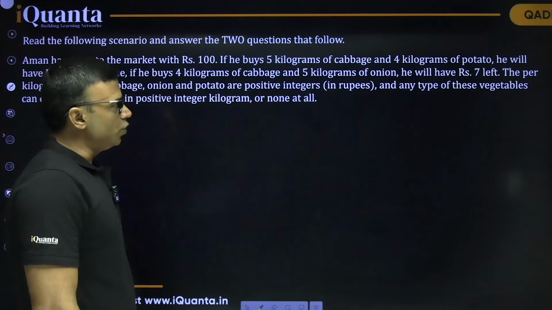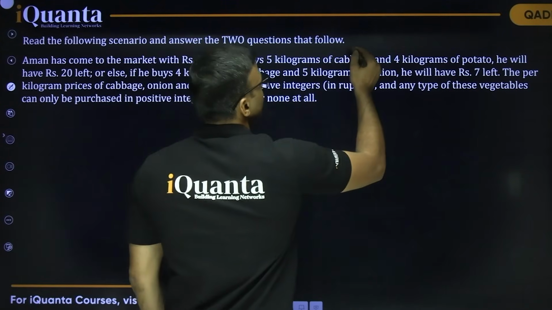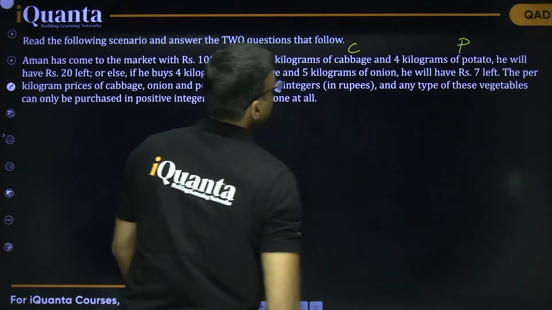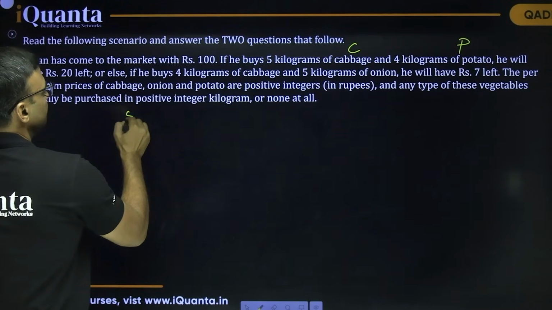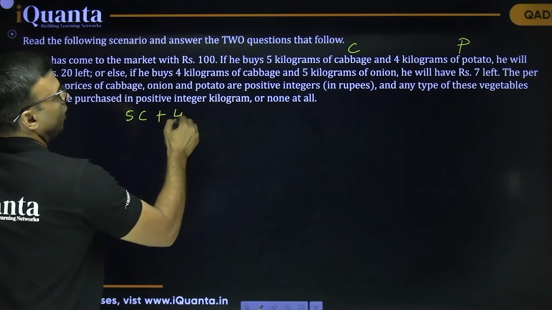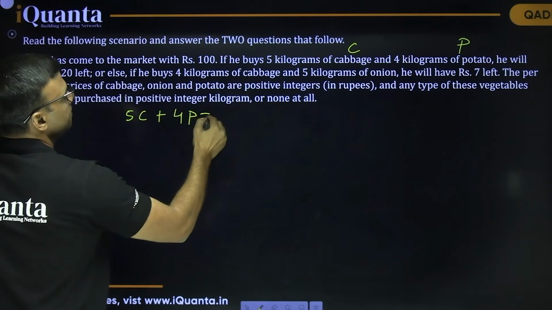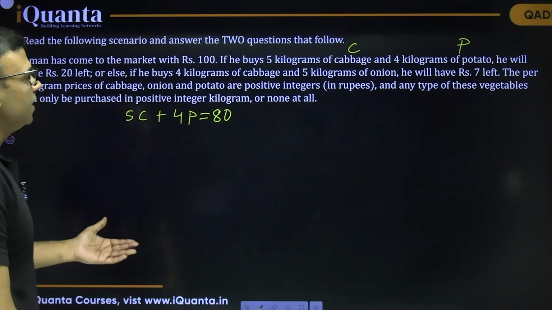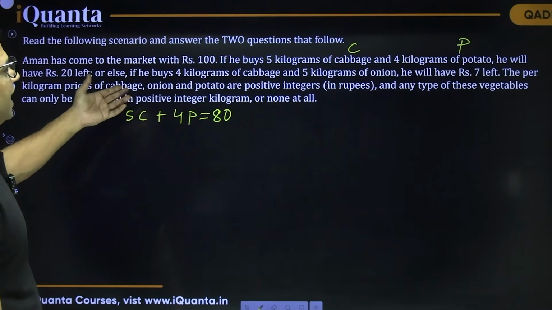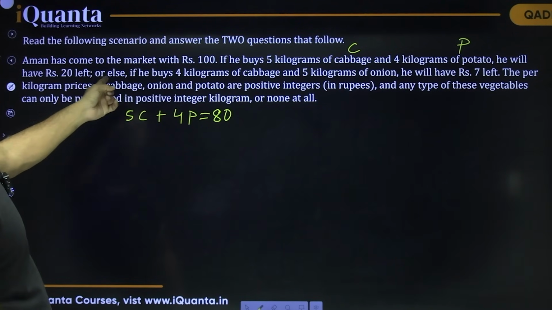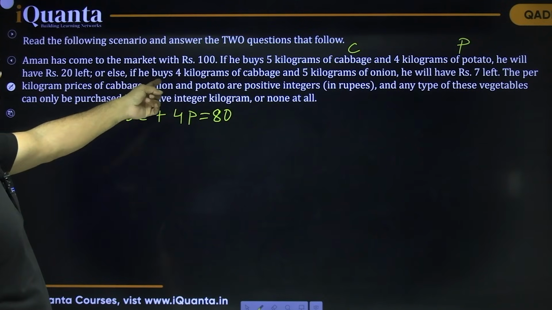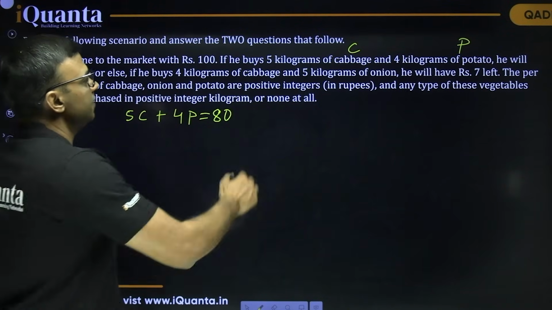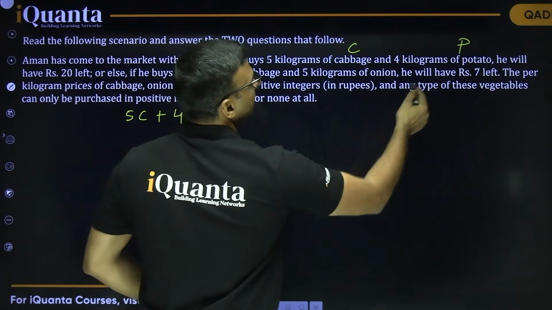So if I assume the price of cabbage to be C and the price of potato to be P, then 5C plus 4P equals 80. So the possible solutions would be, just find the solutions, right? And we have to buy something, right? Does it say that? Or else, if he buys 4 kilograms of cabbage and 5 kilograms of onion, he will have 7 rupees left.